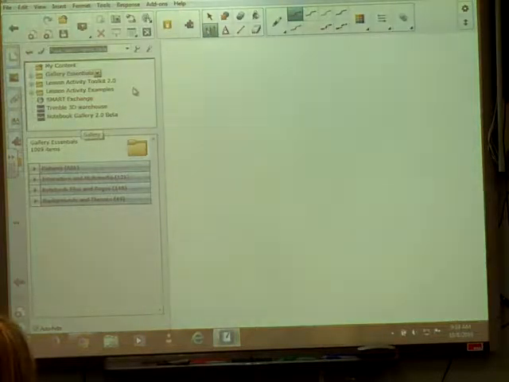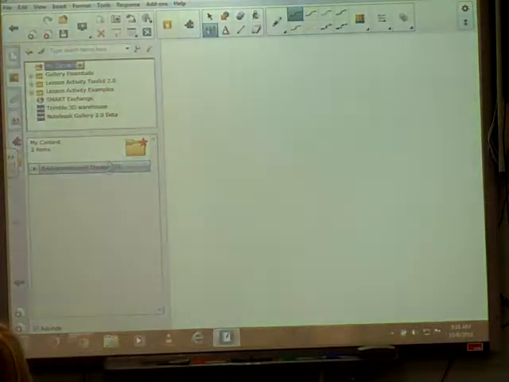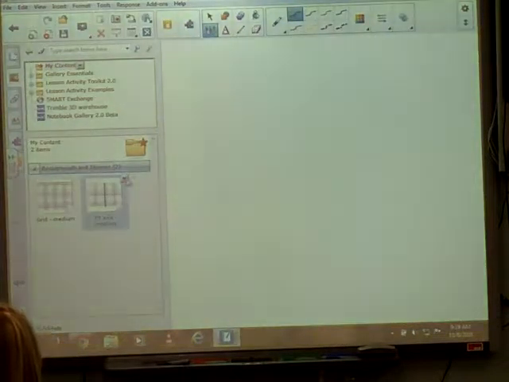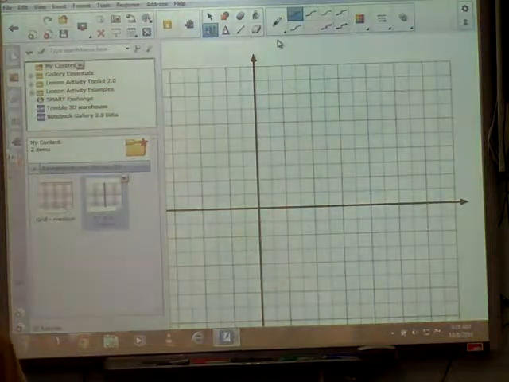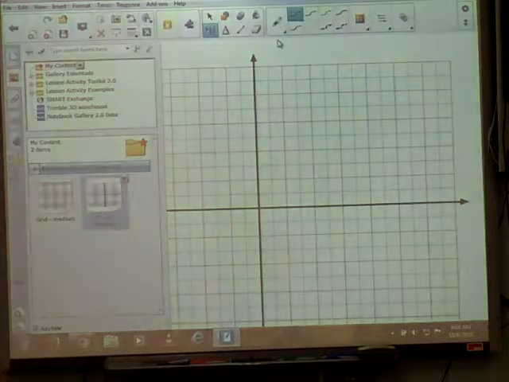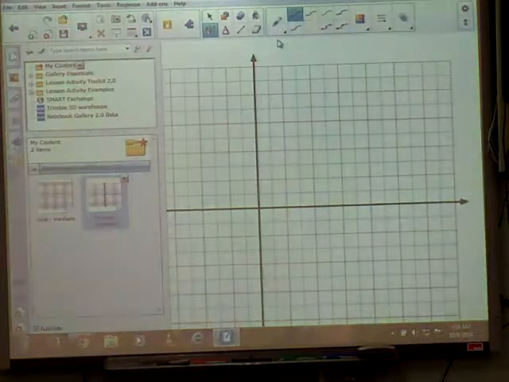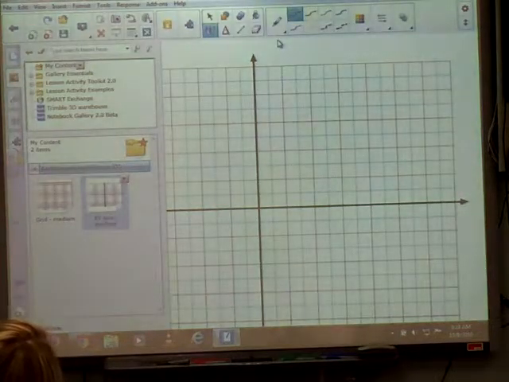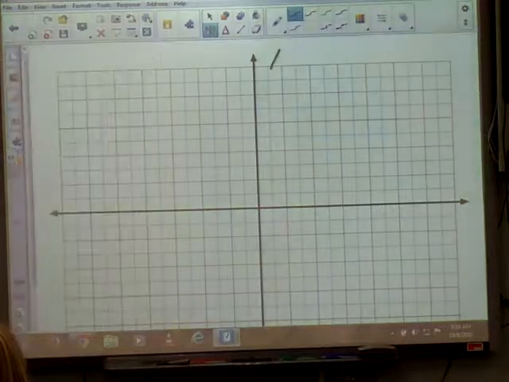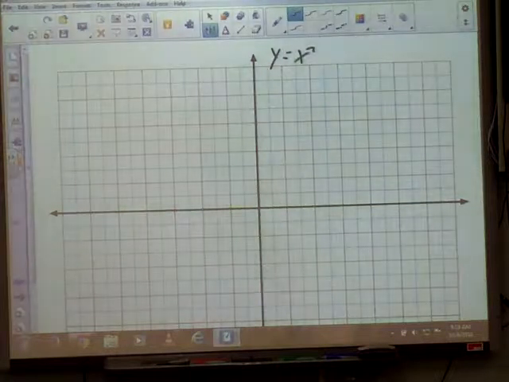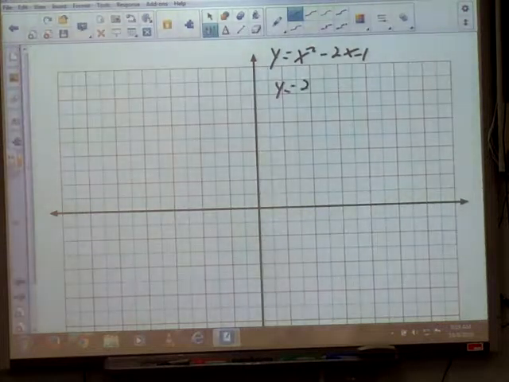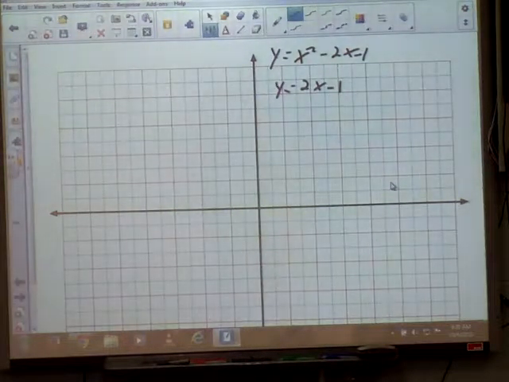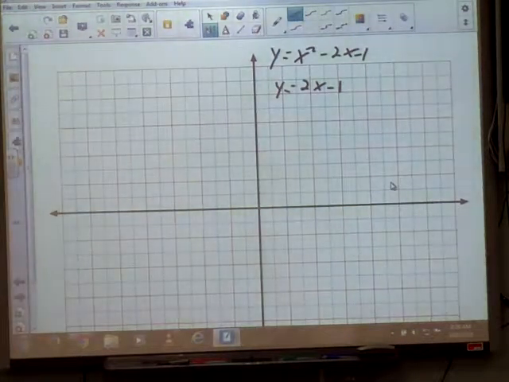Those xyz things were planes that intersected in a line. What we're looking at today is finding where a parabola and a line intersect. Not all of them are linear. I'm going to do one by graphing to show you, and then after that I'm going to do them all algebraically. Say we had y equals x squared minus 2x minus 1, and y equals 2x minus 1. The directions say to solve the system.